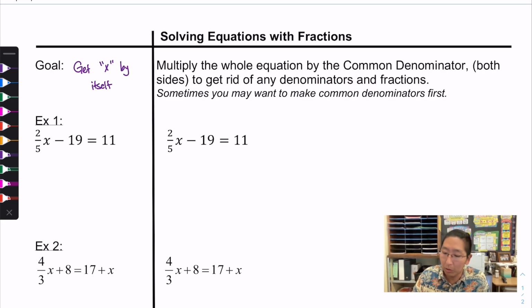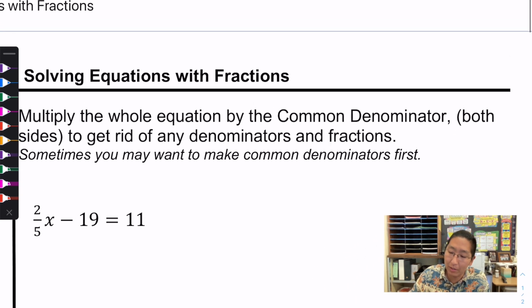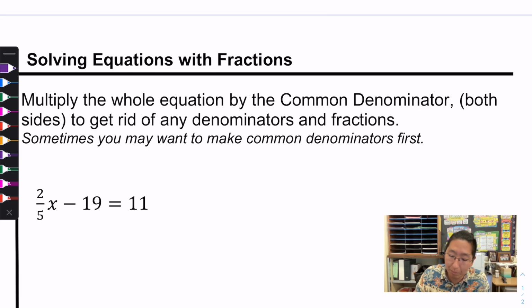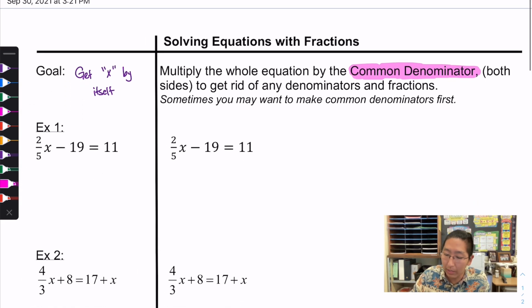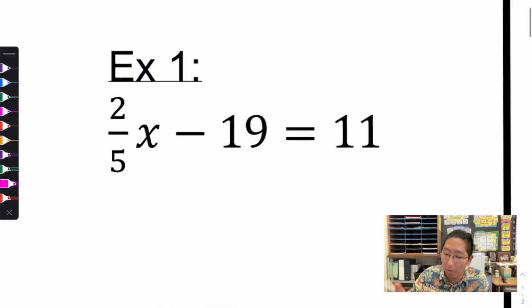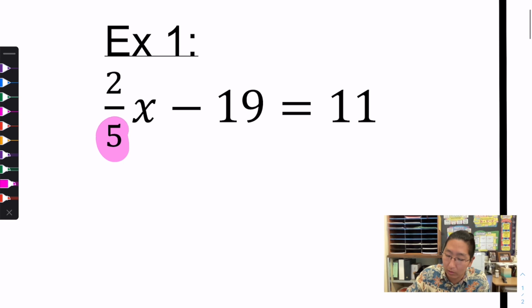So sometimes you might want to get a common denominator first. Let's look here. Common denominator is what they have in common, what they are the same. And denominator is the number at the bottom of a fraction. So go ahead and highlight common denominator. And we're looking at the denominator, which is the number at the bottom of the fraction. Here's the denominator. So our job here is to find a common denominator.